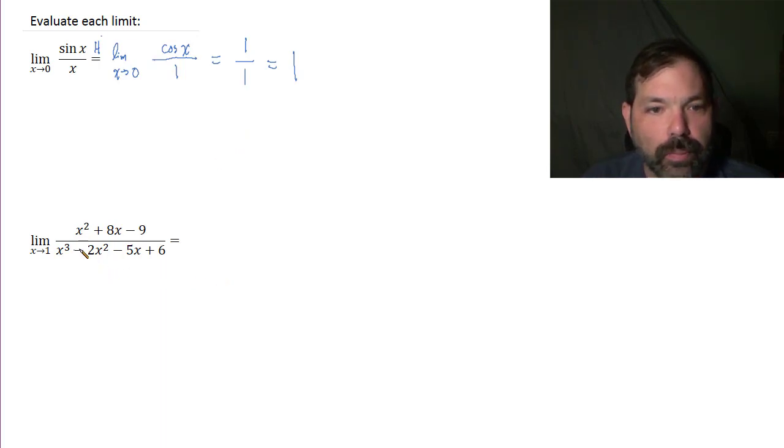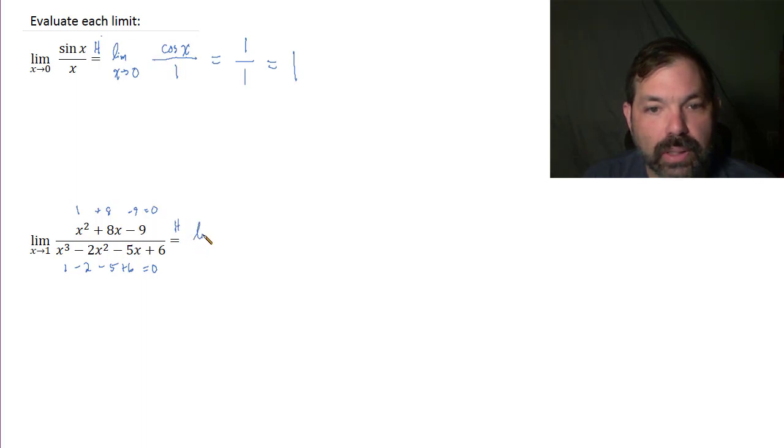So here's another example. Let's find the limit as x approaches 1 of x squared plus 8x minus 9 over x cubed minus 2x squared minus 5x plus 6. Quick substitution. If we just were to try letting x equal 1, that would give us 1 plus 8 minus 9, that's 0. So that's a 0 in the numerator. 1 minus 2 minus 5 plus 6, that's negative 6 plus 6, which is also 0. So this is a 0 over 0 situation again. We apply L'Hopital's rule.